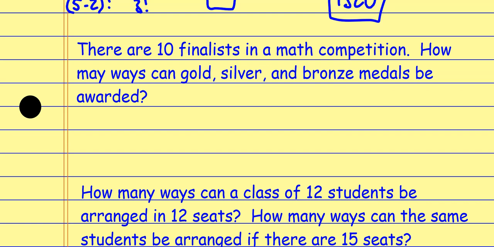Okay. So because order matters, I'm going to use a permutation. And I just have to think, how many total objects or how many total things do I have here? And the answer is 10. And how many am I going to choose, or how many are being picked? And the answer is 3. There are 10 total finalists, and we care about the top 3 in terms of the order. After that, we're not awarding medals. So it's the permutation of 10, choose 3.